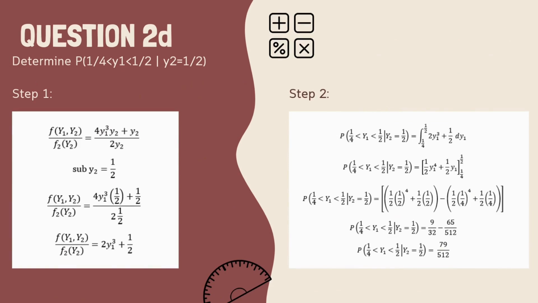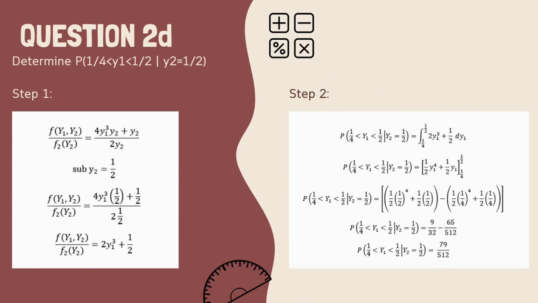Question 2d. We are finding the probability that y1 is between 1 over 4 and 1 over 2 given that y2 equals 1 over 2. Step 1. First, we use the formula for the conditional probability. After substituting y2 equals 1 over 2, we simplify the equation to 2y1 to the power of 3 plus y1 over 2.